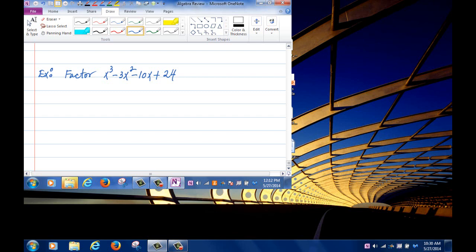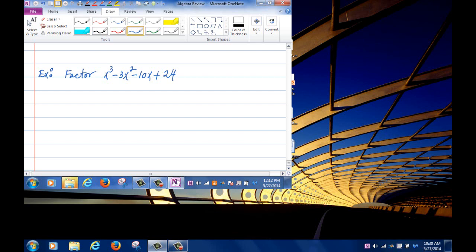Grouping is a trick that works often with cubic polynomials to factor out, but in this case, I don't think it's going to work out. Okay? You have to first of all find a root of this, that is a value of x which will make this polynomial 0. Okay? So if you plug in 1, I'm pretty sure you don't get 0, right? What if you plug in negative 1? You will not get 0 again.